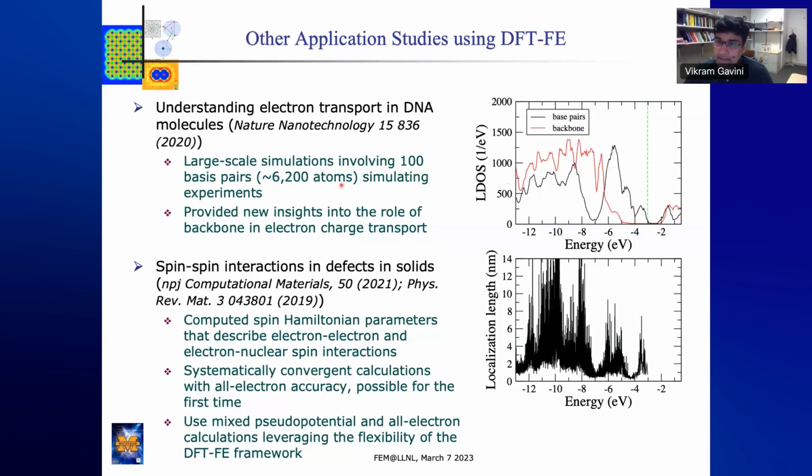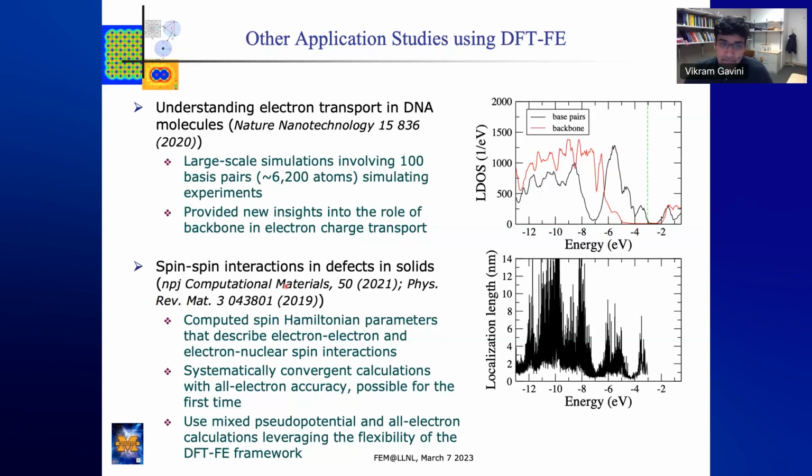This had about 6,200 atoms. We were able to do that, and this is the local density of states on the backbone and base pairs. And as you can see, once you start applying a voltage beyond about 1 eV or so, there are actually states which allow for transport across the backbone as well.